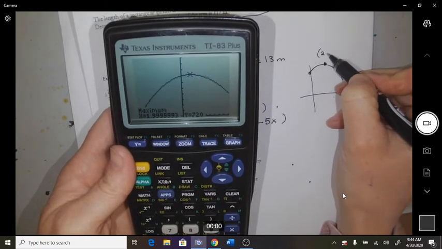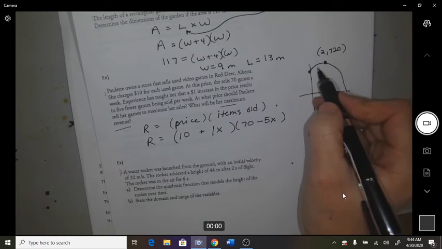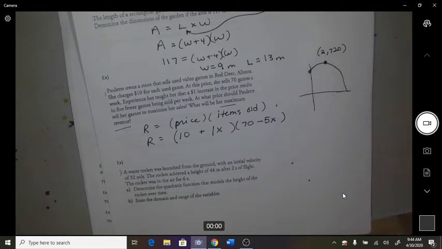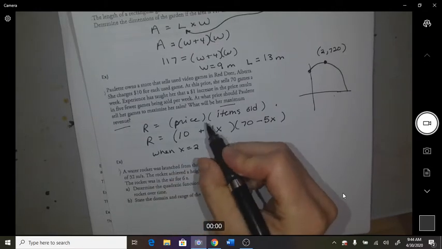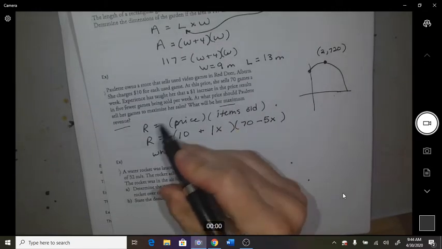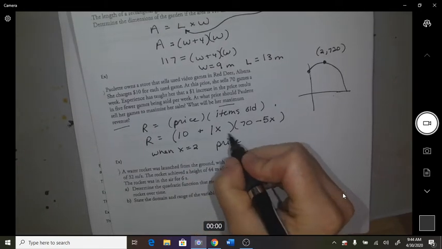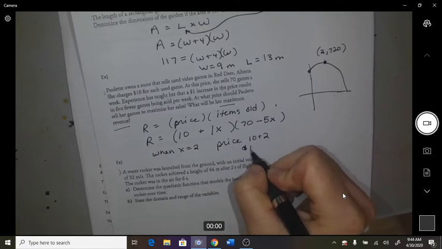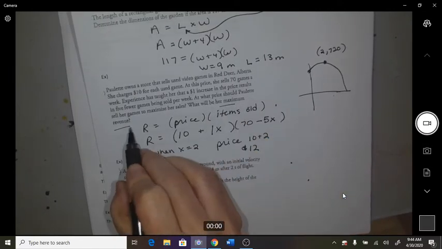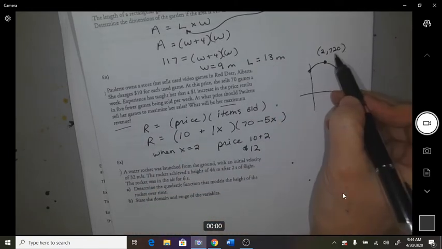So 2, 720 is the coordinate up there. So when x equals 2 is what maximizes her revenue. So when x equals 2, so here the question says what price would she sell her games? So the price would be 10 plus 2 or $12. What would her max revenue be? Well, revenue is the y, and in our case, this is the y.